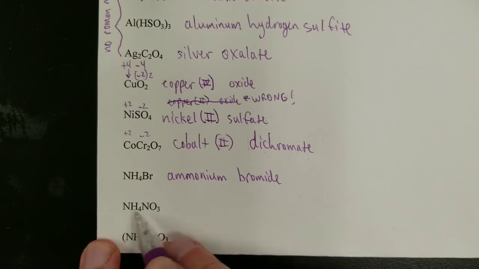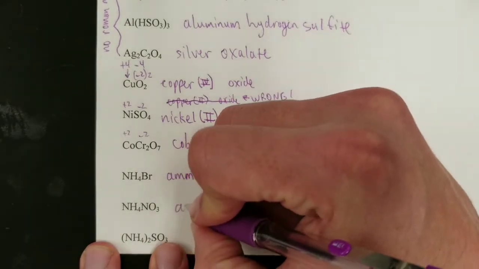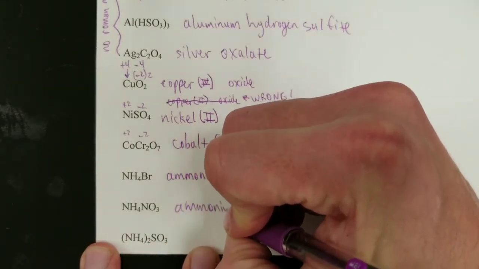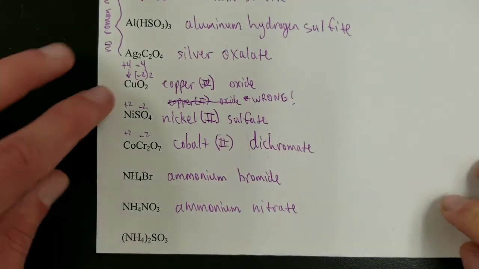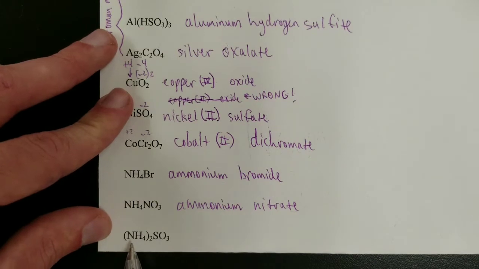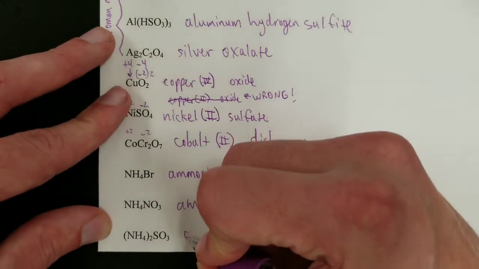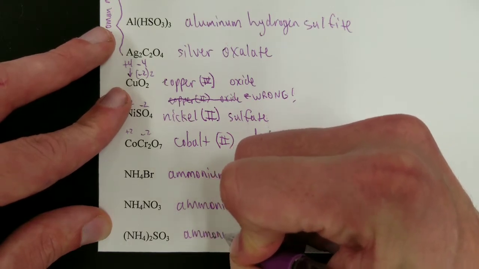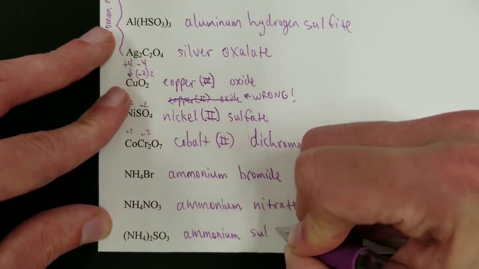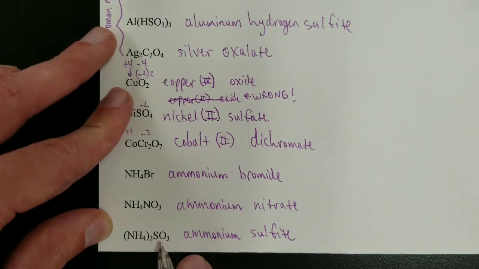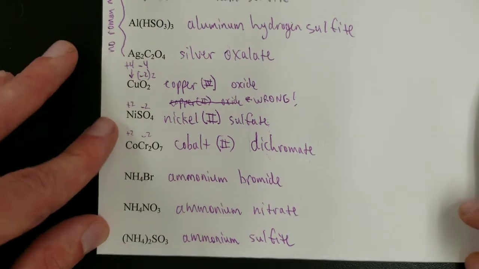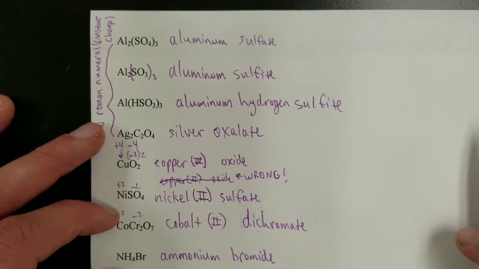Here, ammonium nitrate. And here, this is ammonium once again. This is a sulfite. So it is named simply by what it is, ammonium sulfite. There it is.